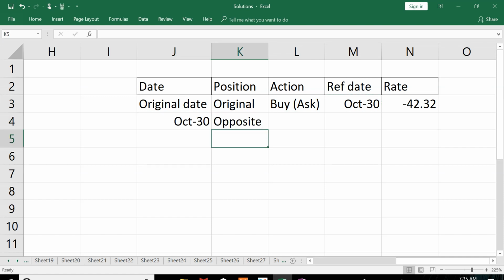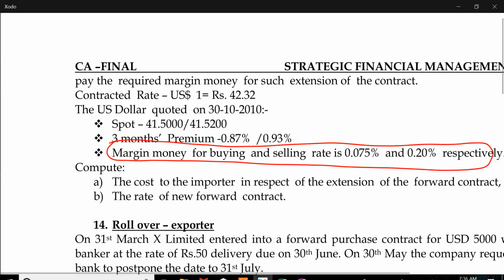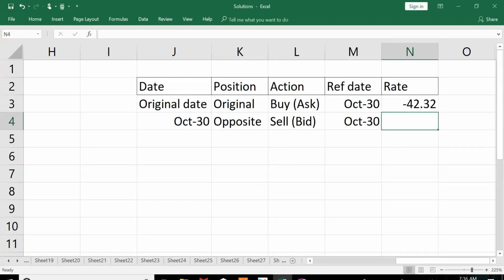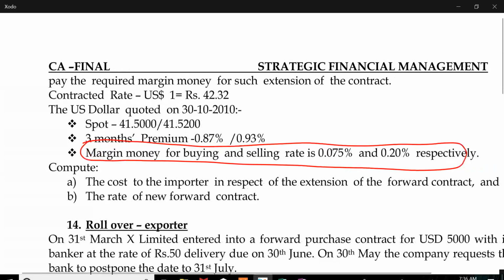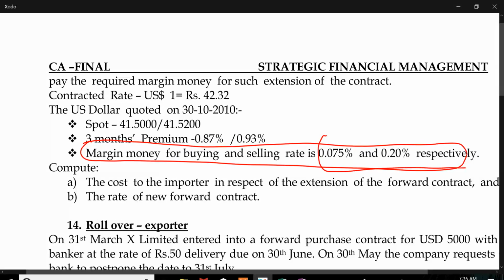Opposite, sell. On October 30, what is the ask rate for October 30? Sorry, bid rate. 41.5. Now please listen, this 41.5 has to be adjusted for this.